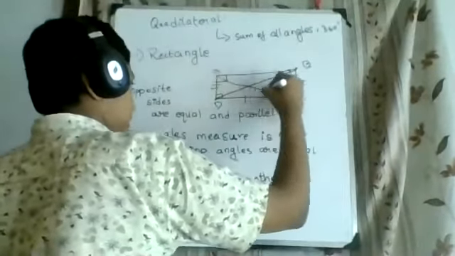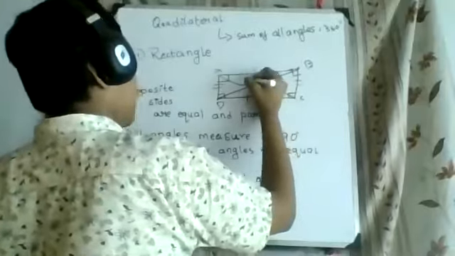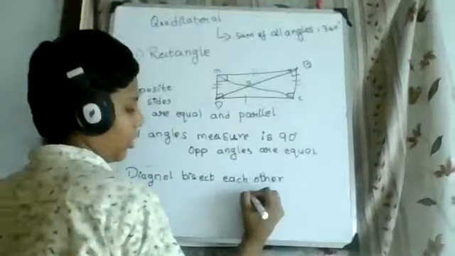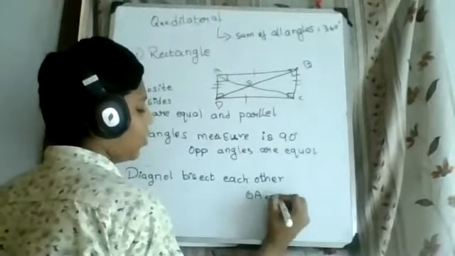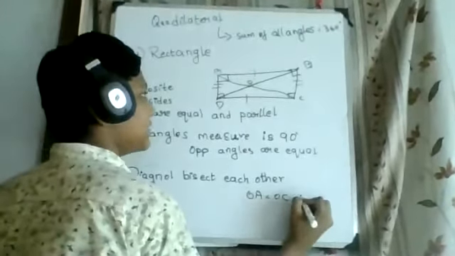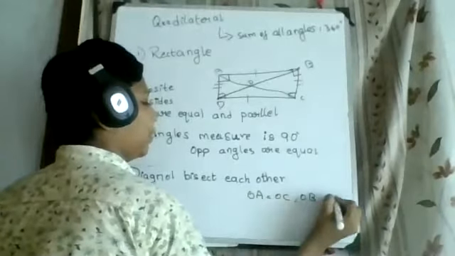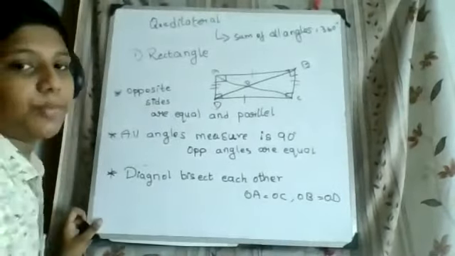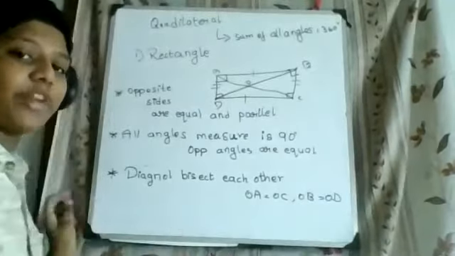Okay. Now this is the point O. Now diagonals bisect each other means OA is equal to OC as well as OB is equal to OD. This is the diagonal property of rectangle.